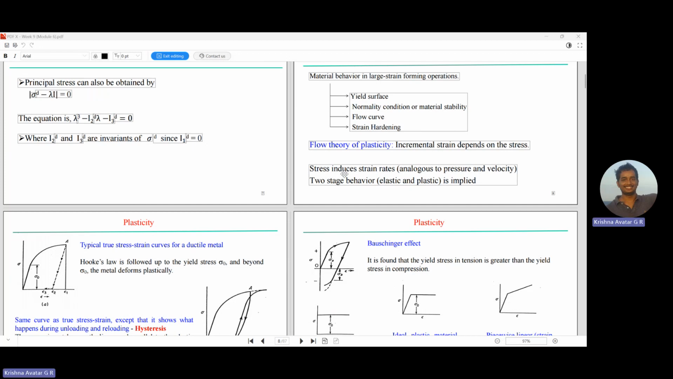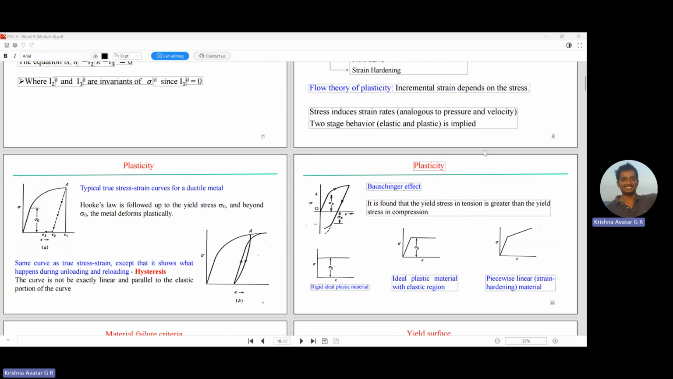May or may not be the case because there are different paths also. We will be going into a different domain altogether right now, out of the scope of what we're discussing. But this stress essentially does cause strain rates, which is analogous to pressure and velocity. And we imply that there is two-stage behavior because a material cannot directly go into plasticity. It does go through an elastic phase for some time before it ventures into plastic.